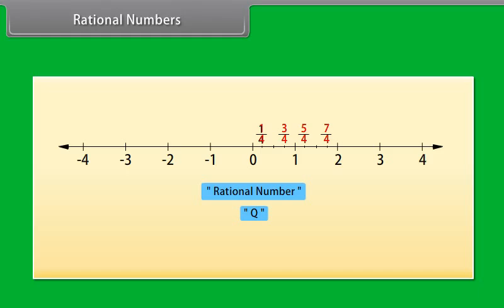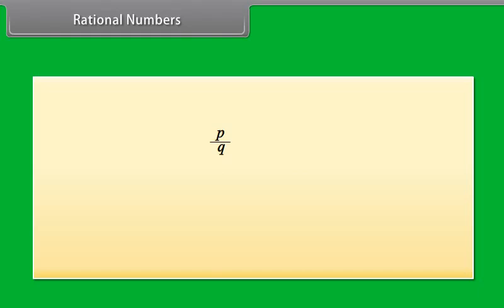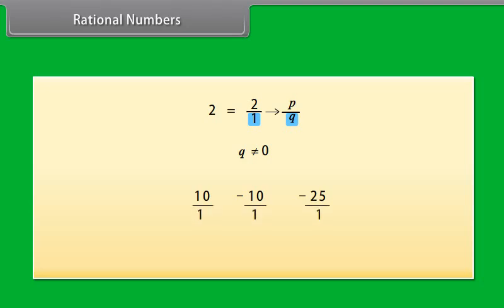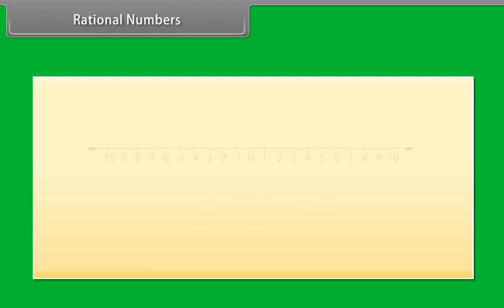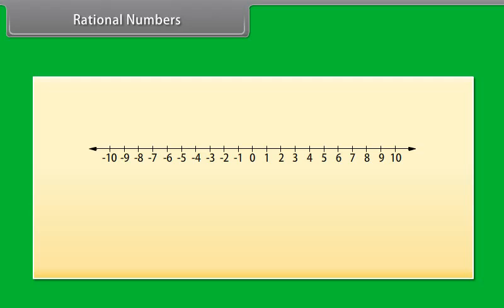Rational numbers are written in the form p by q, where p and q are integers and q is not equal to 0. Is 2 a rational number? Yes, 2 is a rational number because it can be written in the form p by q and here q is 1, which is not equal to 0. In the same way, 10, minus 10, minus 25, etc. are also rational numbers. Therefore, we can say that the rational numbers include natural numbers, whole numbers, and integers.